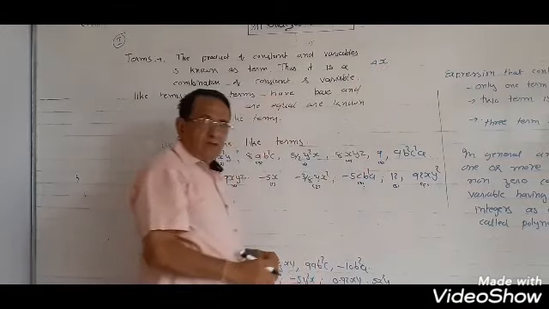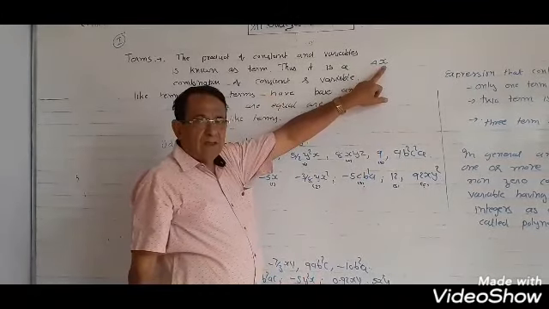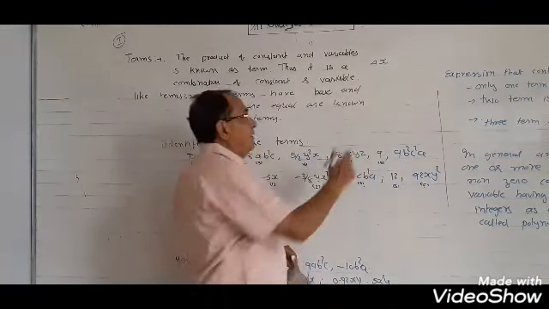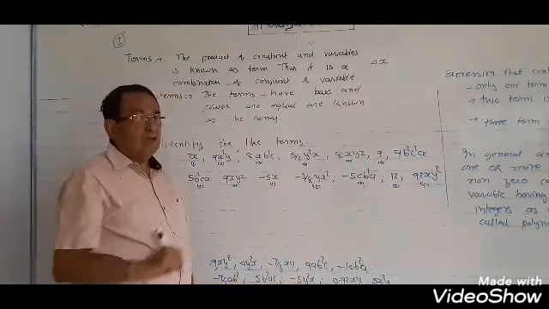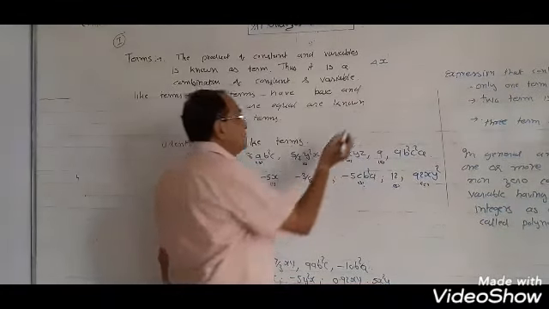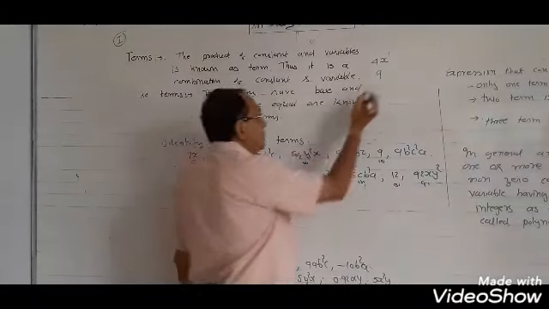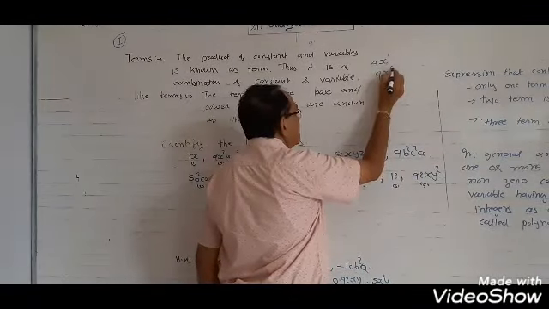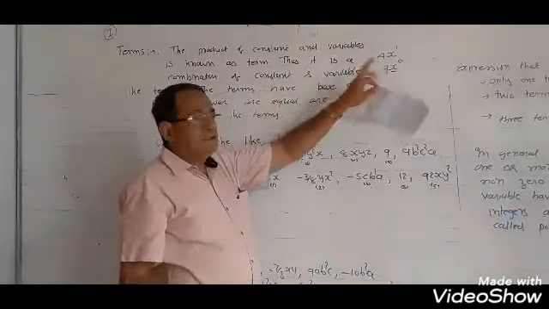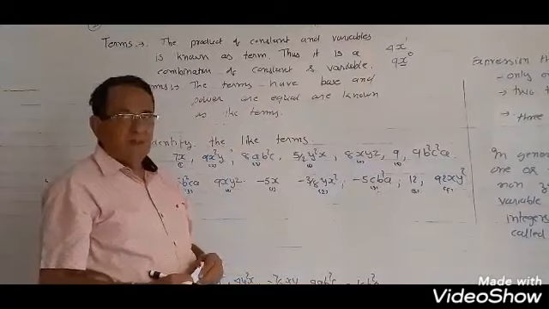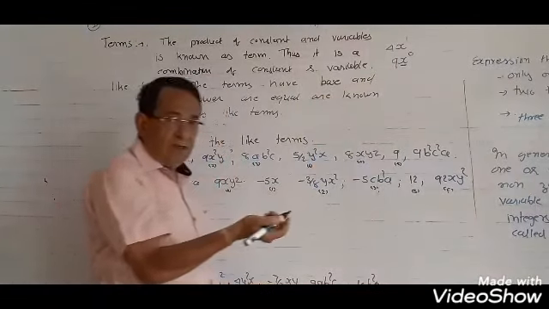4x. Yesterday I have seen 4 is your constant, x is your variable, and power is 1. Sometimes there is a constant term also, which means suppose 9. What is the variable here? 0. X raised to 0 is equal to 1. That means it is a constant term. Sometimes more than one variable is there.